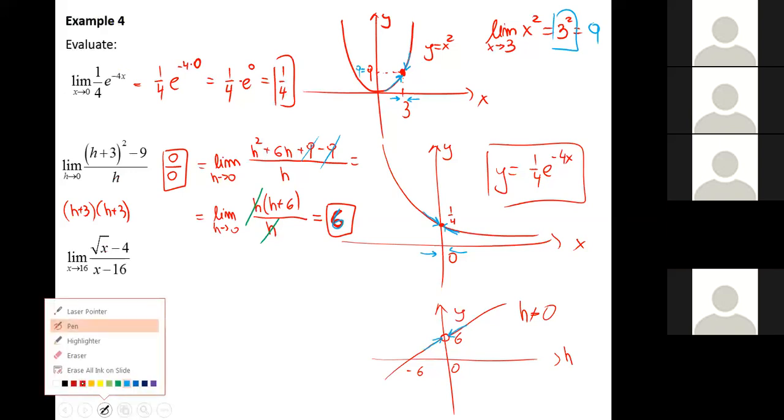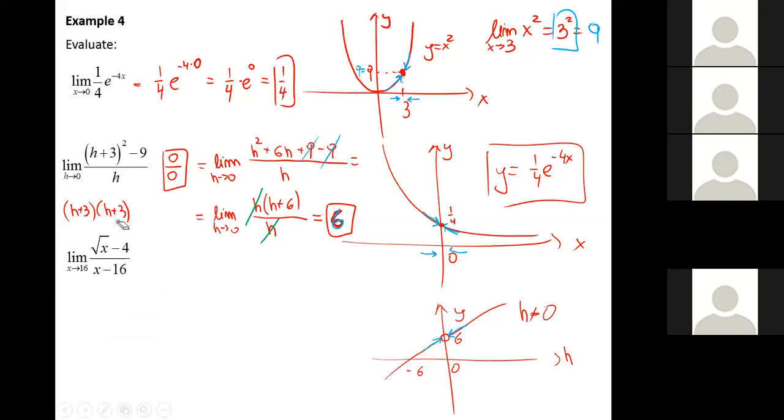Then we have another function. That means first one, second one, and the third one. Let's solve one more. I want to make a nice divider. What we have is the square root of x minus 4, over x minus 16, and x is approaching 16. That means I have to find out how this function behaves next to 16.